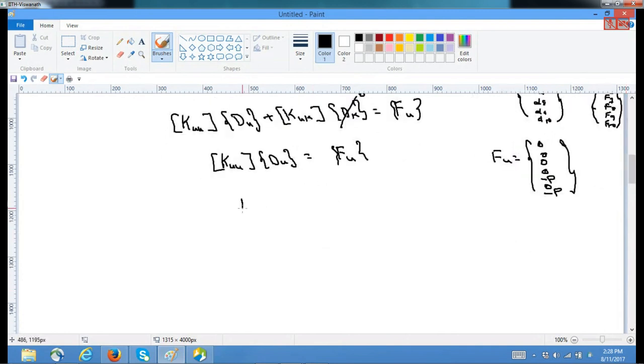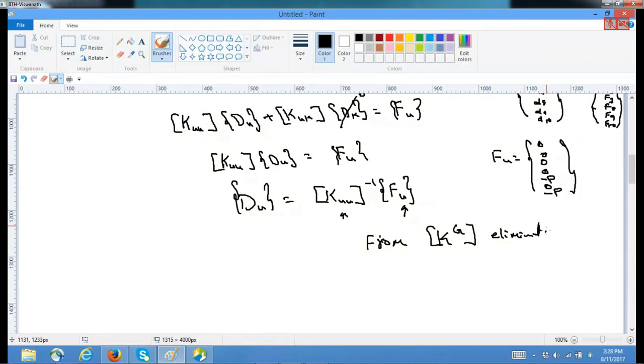So what we did is, to solve du, we have to do Kuu inverse of fu. We know this, we know this. To get the capital Kg, rows and sixth rows and columns. The remaining thing would give you Kuu.